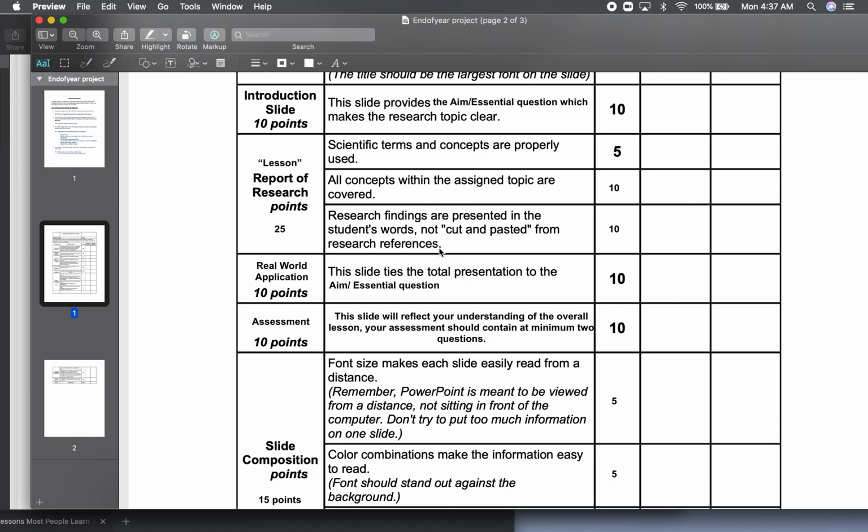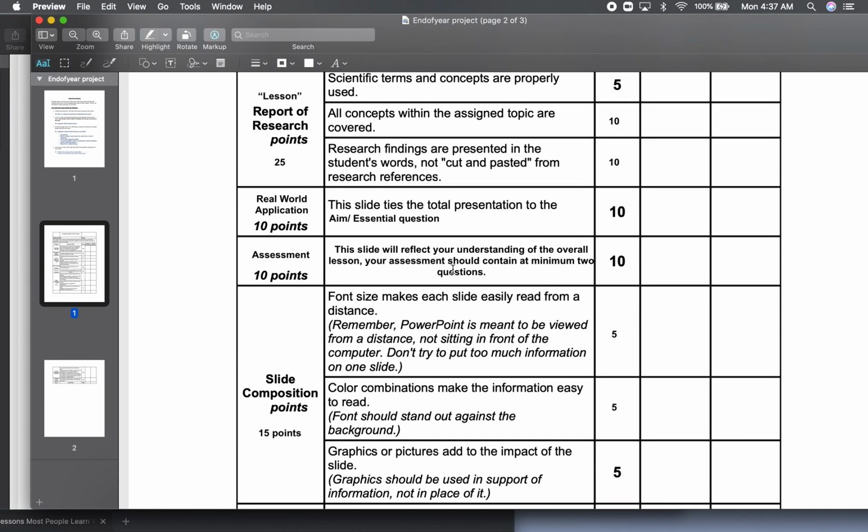We're looking for you guys to make this your own. So if you're copying and pasting, just know that we will know, and that will impact your grade. Okay? Next portion here is the real-world application. This is worth 10 points.